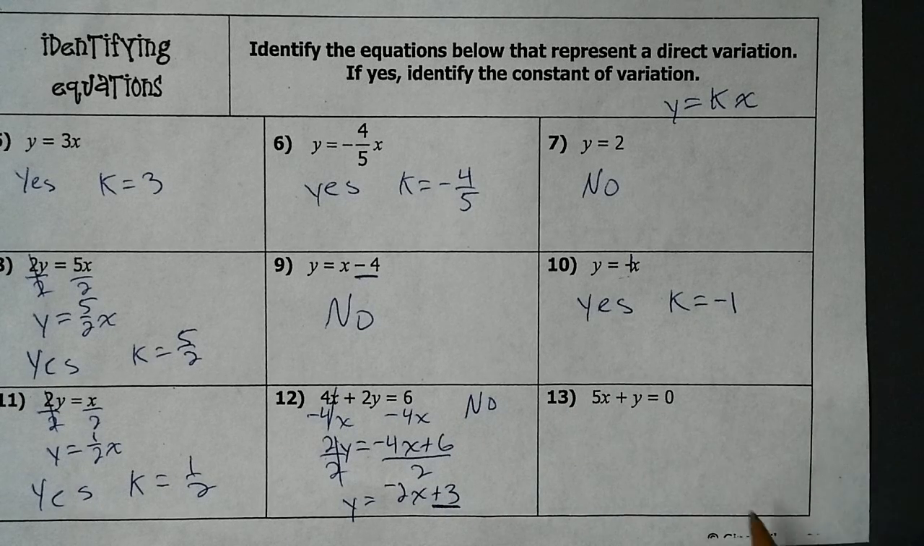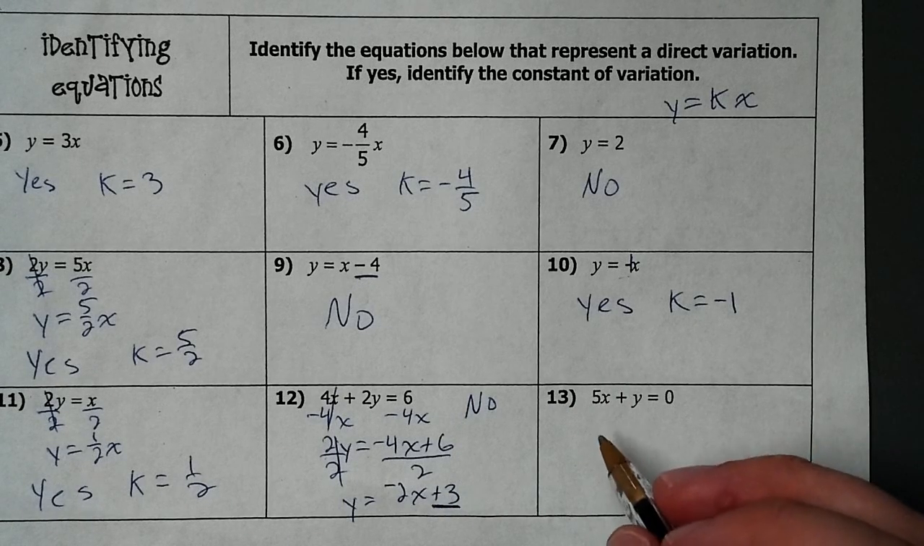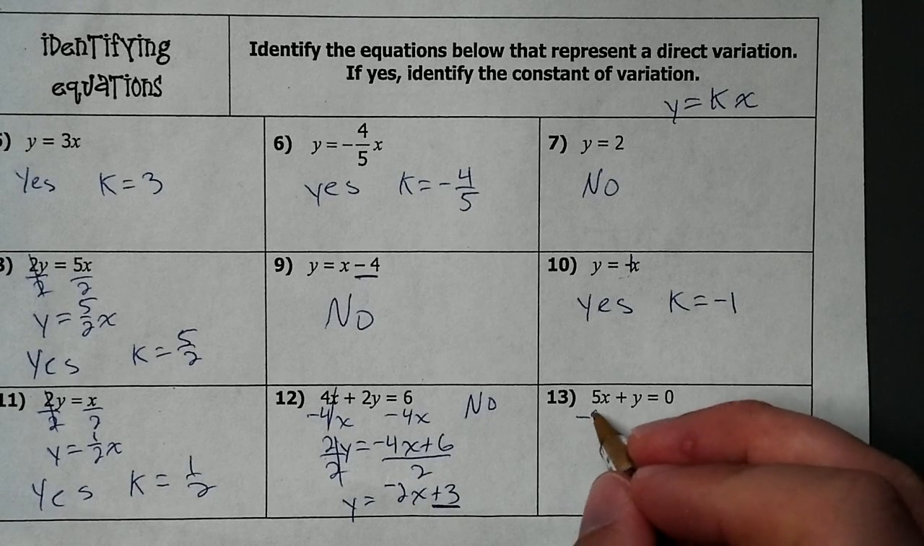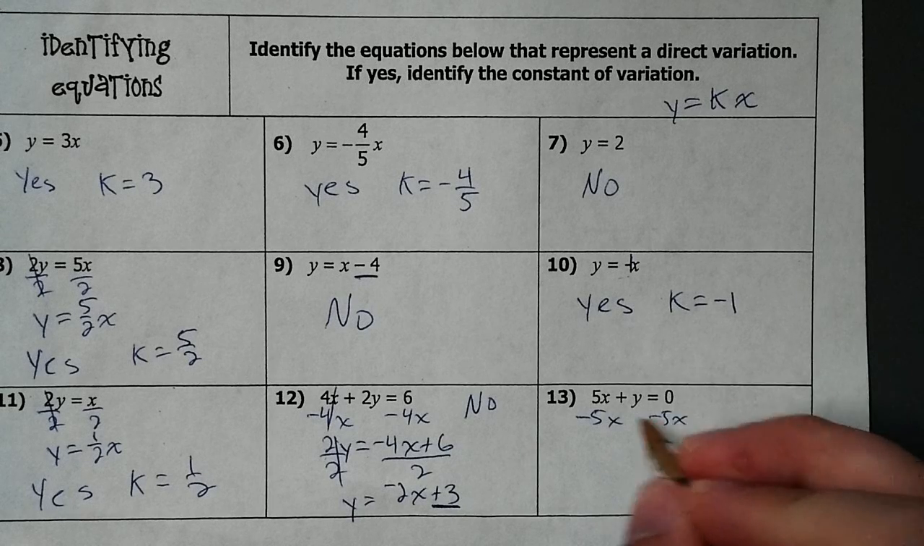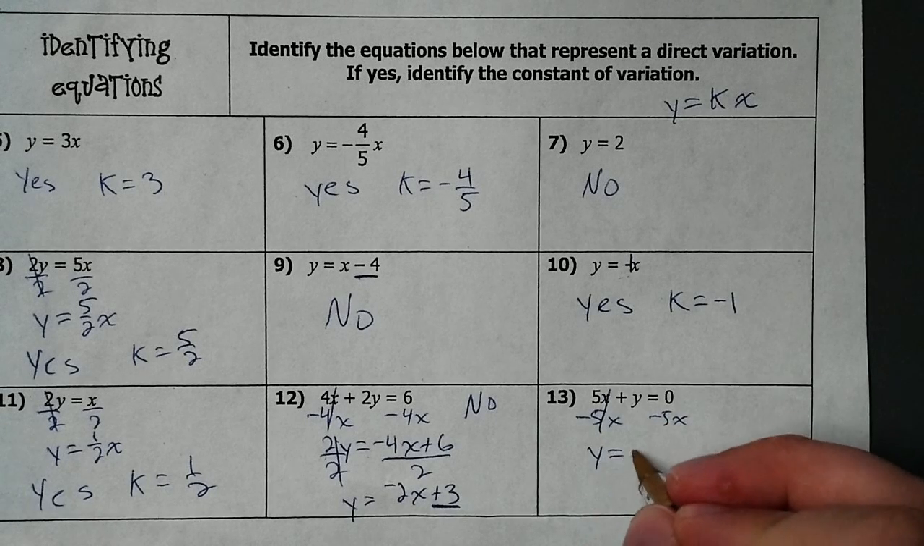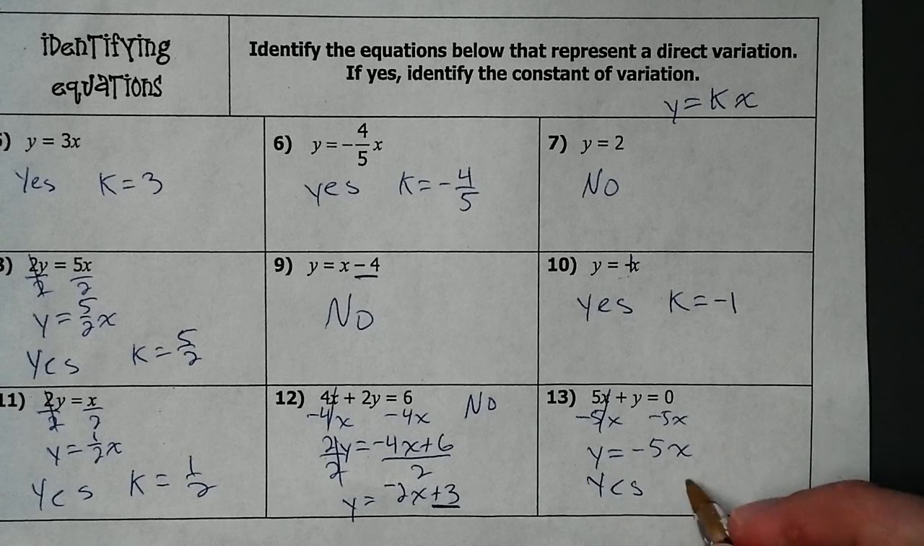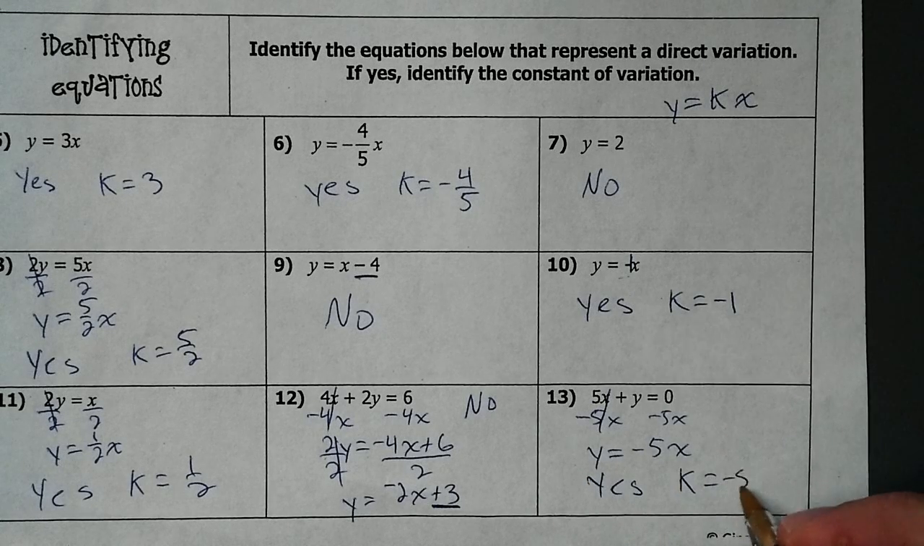Now, let's look at 13. Even though it looks like it may not be, let's go ahead and get it into y equals. So move my x. That cancels. I get y equals negative 5x. So this one is a yes, and my constant is negative 5.